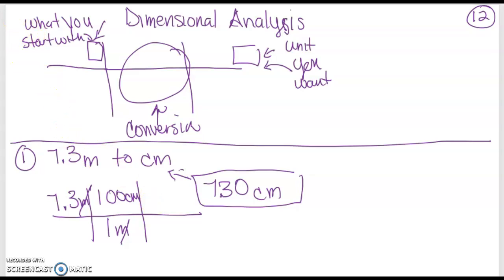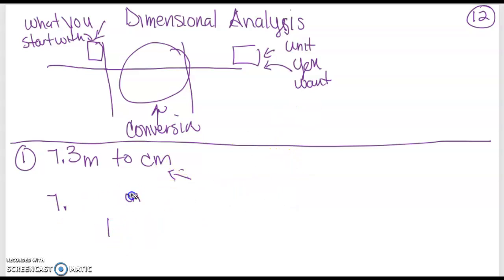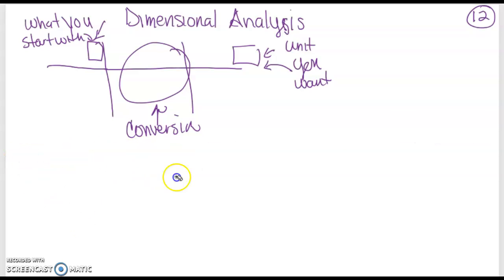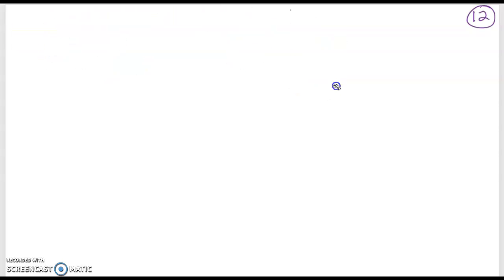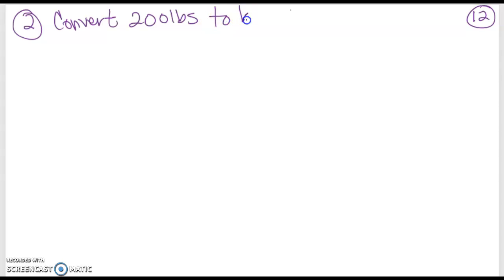So let's try a different one. And remember that you can always pause to finish writing the notes. Okay? So number 2. Okay? So you're going to convert 200 pounds to kilograms. So let's go ahead and set up the table. Here, you're going to put what you have. So I have 200 pounds.